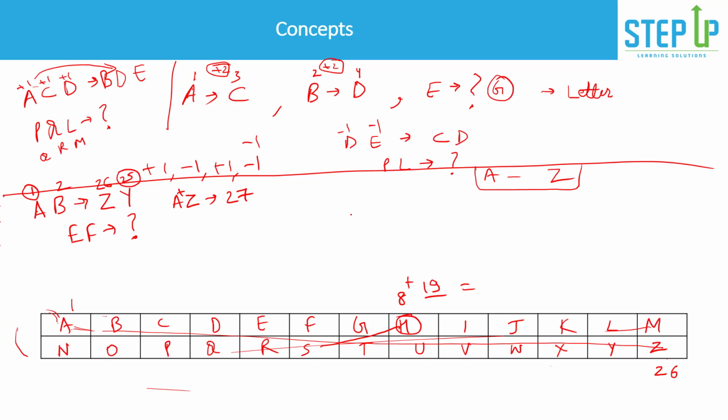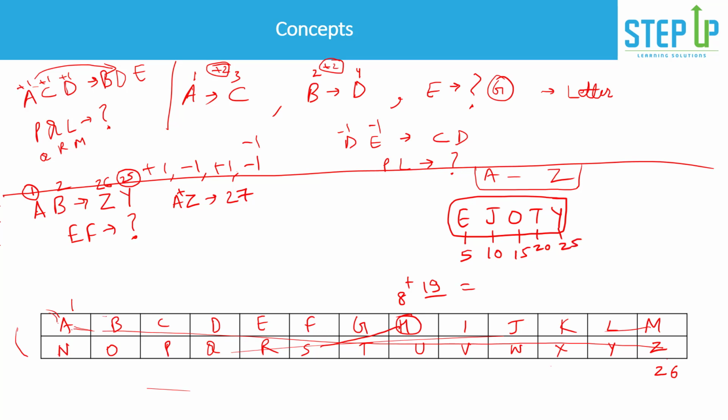What's the other way to remember? The other way to remember the place value is to remember this: EJOTY. I remember when I was preparing for CAT myself, I used to know this. So how does it help? E is at the 5th place, J is at the 10th place, O is at the 15th place, T is at the 20th place, and Y is at the 25th place.